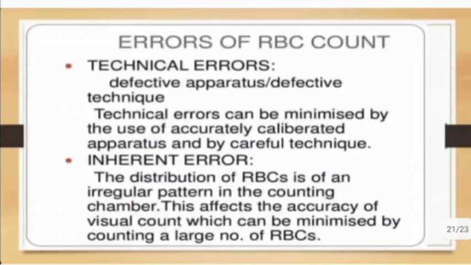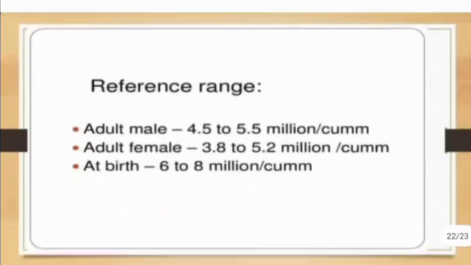The errors of RBC count: there are technical errors and inherent errors. Technical errors can be minimized by use of calibrated apparatus and by careful technique. The inherent error is due to the distribution of RBCs in an irregular pattern in the counting chamber. This affects the accuracy of the count, which can be minimized by counting a large number of RBCs.